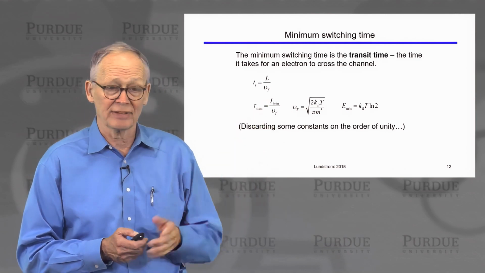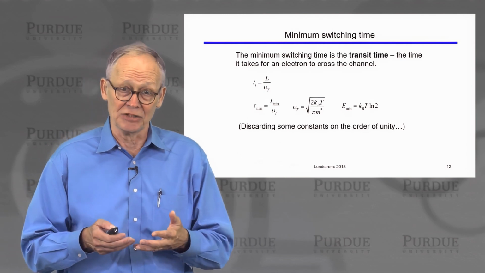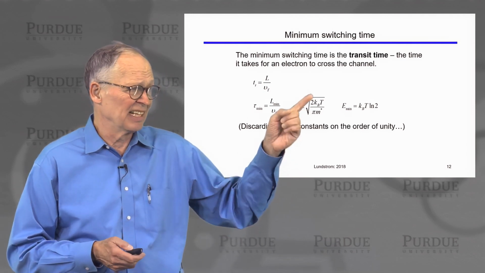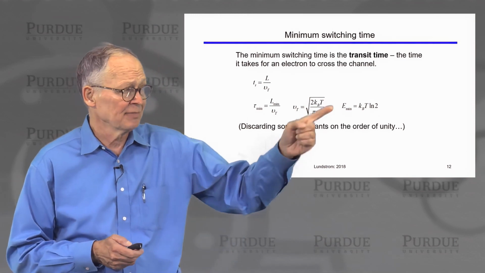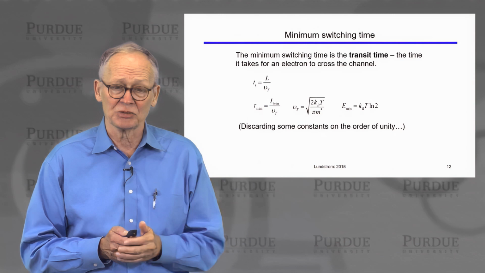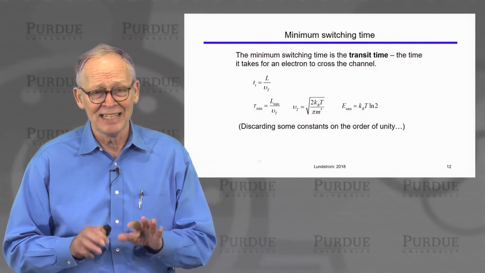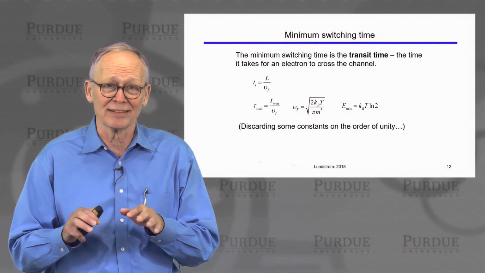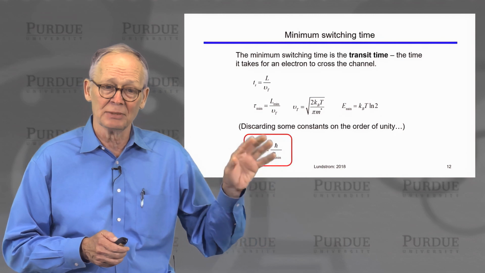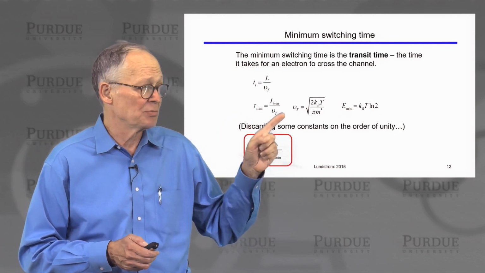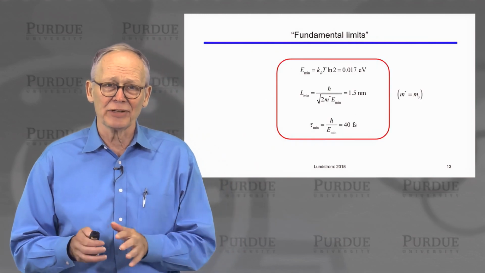So the minimum transit time then is the minimum channel length divided by that injection velocity. In the non-degenerate case, that injection velocity is the unidirectional thermal velocity. The minimum energy is related to kT, so we can relate that kT to the minimum switching energy. We can throw away some constants that are on the order of 1, and we end up with a simple expression for the minimum switching time, h bar over the minimum switching energy. Okay, so the arguments are very simple.